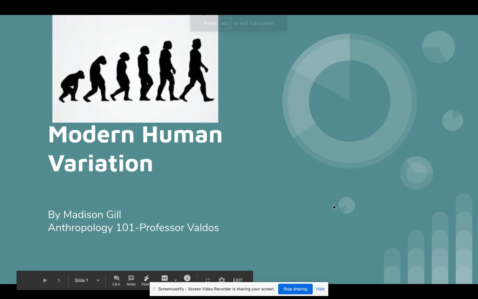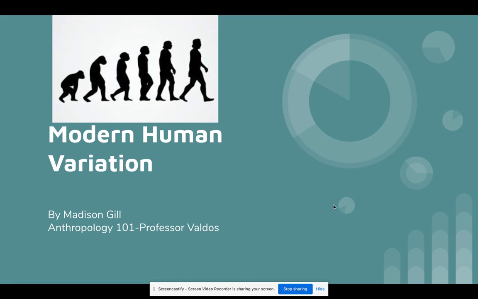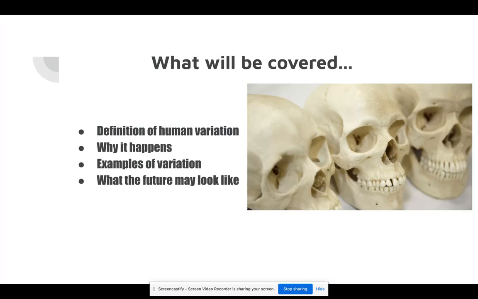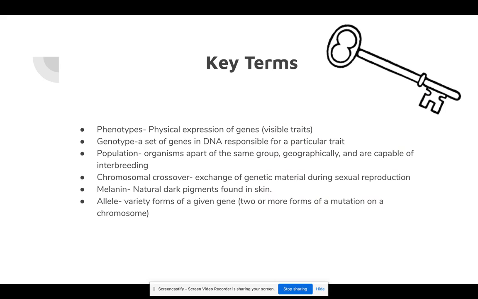Hello, my name is Madison Gill from Anthropology 101 with Professor Valdos, and today I'll be talking about modern human variation. So, what I'll be covering today is the definition of human variation, why it happens, examples of variation, and what the future will look like.